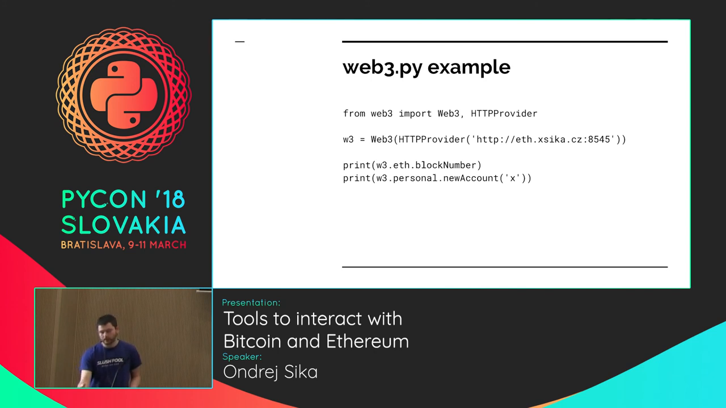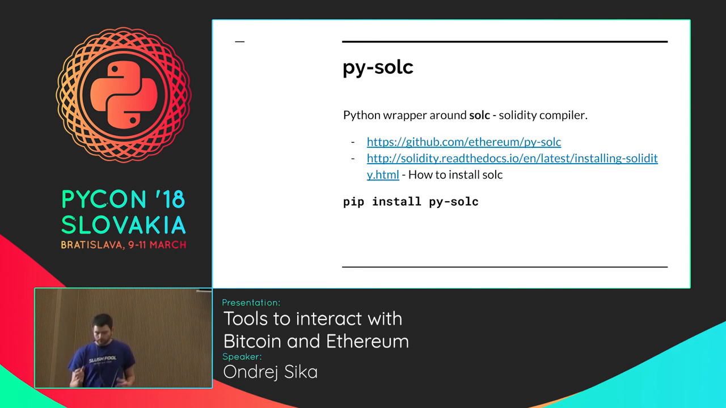Here is an example, the same as the first. Import some Web3 stuff, create the connection, and ask the network. For Web3 and for JSON RPC, you also need the Ethereum client running. If you want to work with smart contracts, it has its own language called Solidity, and you need to compile this language into EVM, Ethereum Virtual Machine, bytecode. You have to use the Solidity compiler, solc, and in Python there is a wrapper around this compiler.